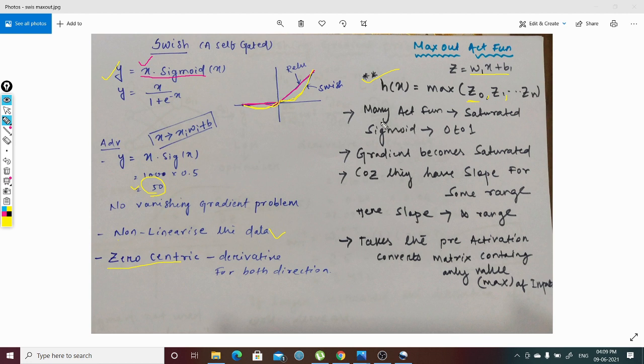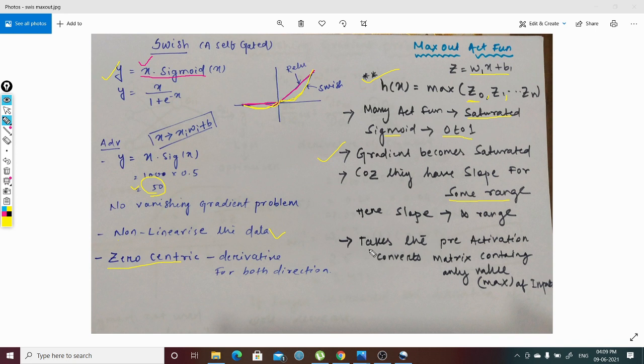As you know, many activation functions are saturated, meaning they give saturated values from 0 to 1, so the gradient also becomes saturated. But here they have a slope over some range. If you choose the sigmoid activation function, it has a gradient or derivative of only 0 to 0.25, as you can see. But here we do not have that much saturation in the range of values.